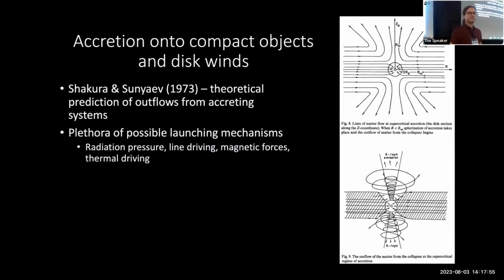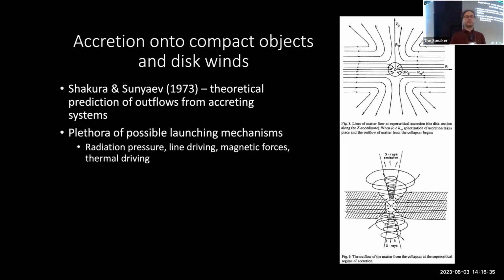So accretion, of course, is the phenomenon of infall of material onto objects such as black holes and neutron stars, but it was realized very early that it's a highly energetic process which can also result in ejection of material in the form of outflows. Here on the right, I'm showing two figures from the seminal paper of Shakura and Sunyaev from 1973, which show that for a supercritically accreting system, the radiation pressure is going to be important, and it will produce powerful outflows from these collapsars, or I guess what black holes were called back in the day.